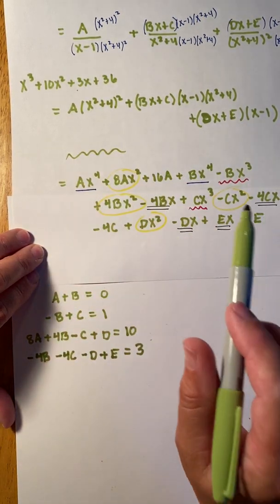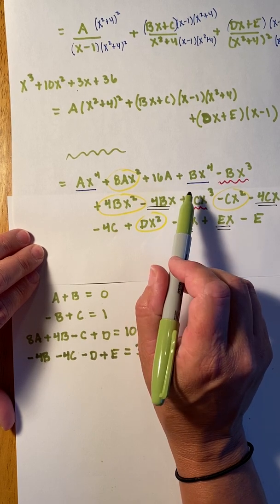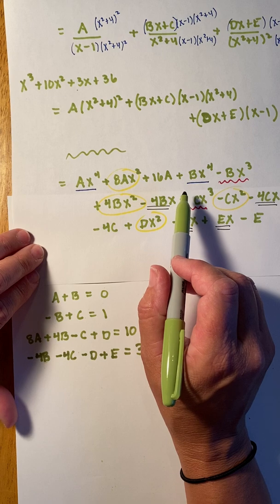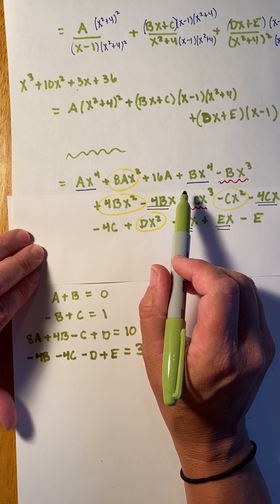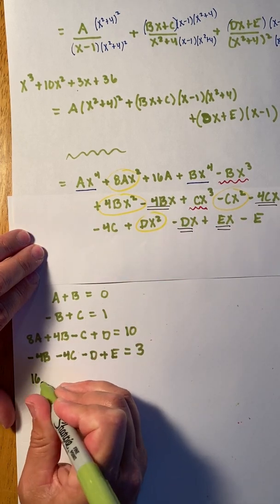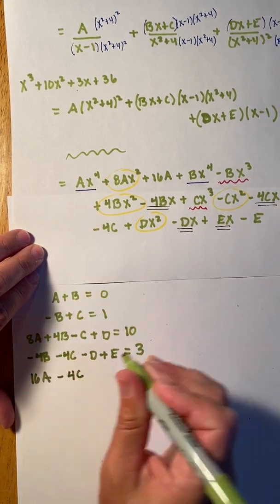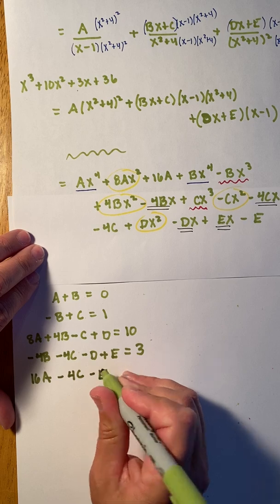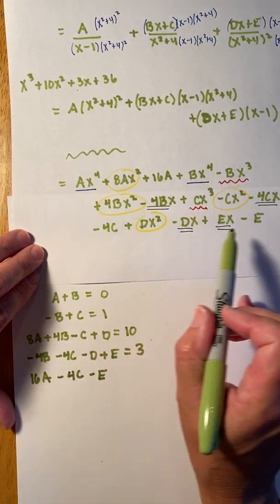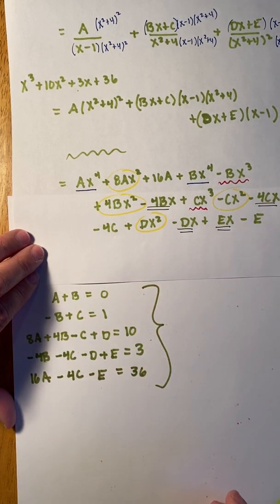So all that's left is our constant terms. Hold on a second, where did I go with that guy? We have 16a, minus 4c, minus e. So that's all the terms that are left, right? And that must equal 36. Wow.